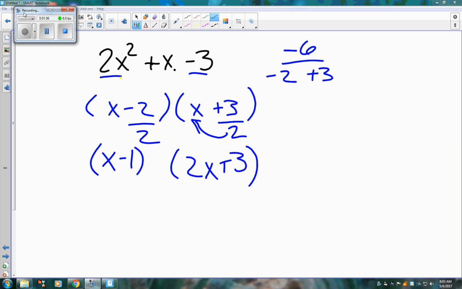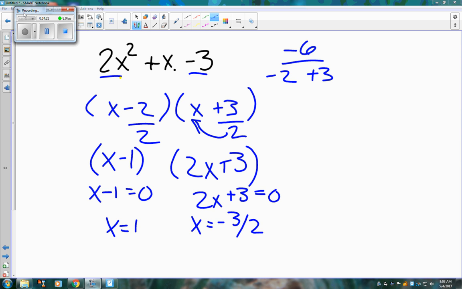These are my factors. To find the zeros, you set each factor equal to 0. So I get x equals 1, and x equals negative 3 over 2. So what's my answer? A. So number 1 is A.